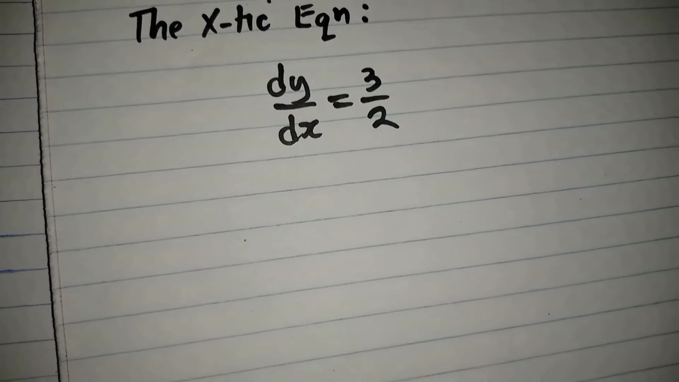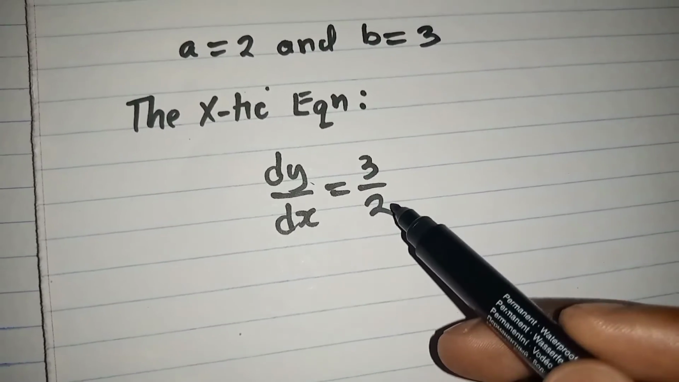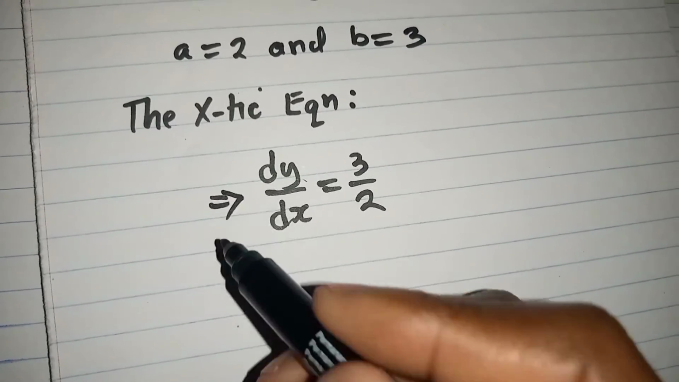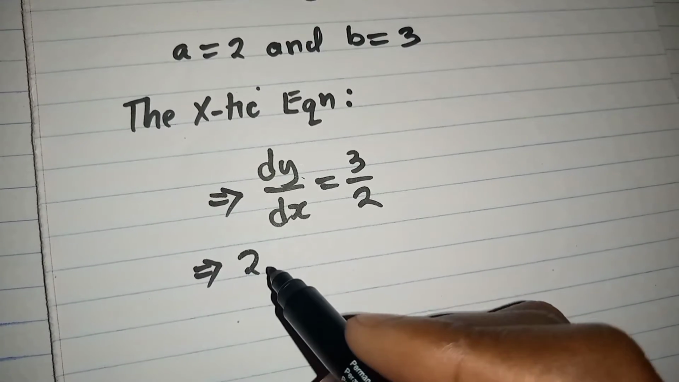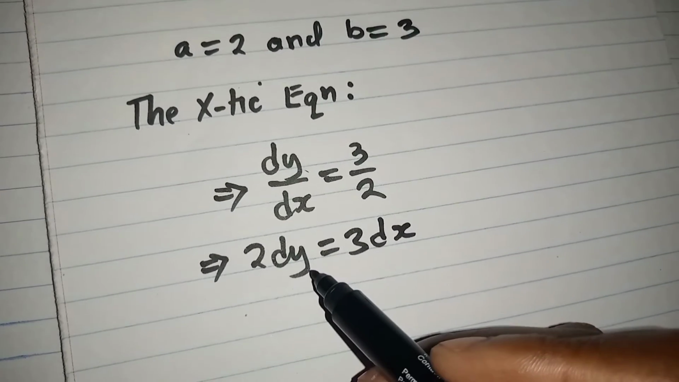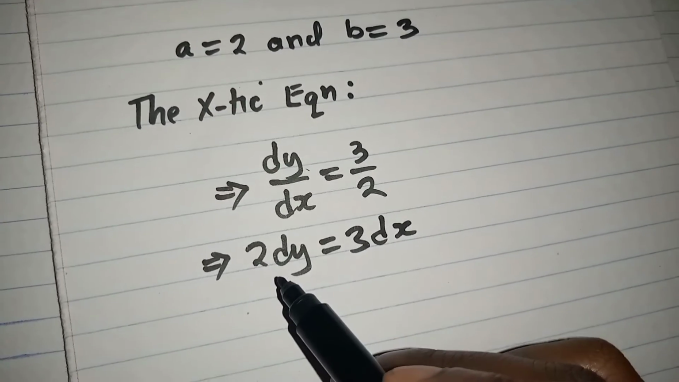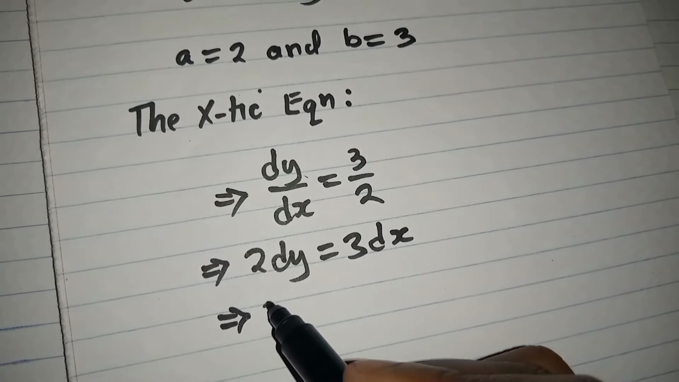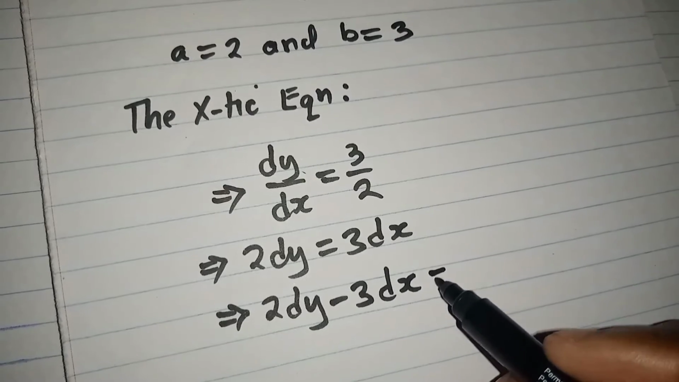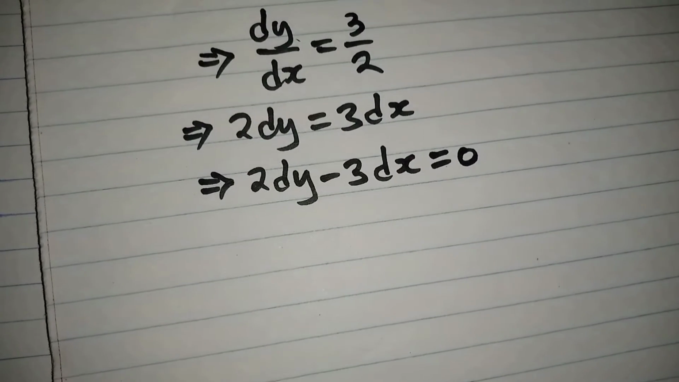So now what we are going to do here, we are going to cross multiply. So this will multiply with this, and this will multiply with this. So we are going to have 2 dy is equal to 3 dx. Then we take this 3 dx to the other side, so it is going to be 2 dy minus 3 dx, and this will be equal to 0.